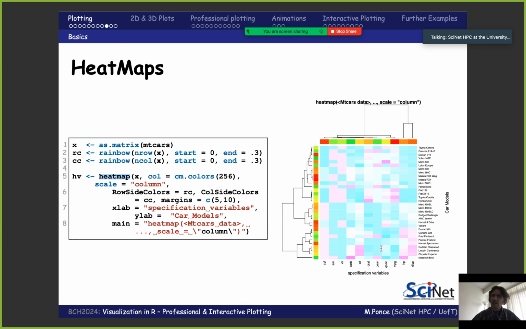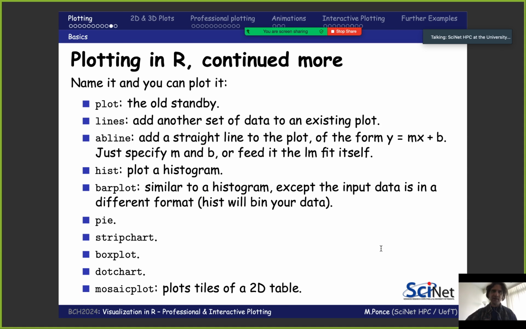Okay, any questions about this? I'm giving you a very high level tour about the different functions, different ways that you have to create plots in R. So that's the goal here. I think I mentioned most of these functions. The plot function, we saw the lines and abline, we just clarified that. The hist function, the barplot function, pie, a strip chart similar to the barplot but allows you to do stripes, boxplot, dotchart, mosaic plot.